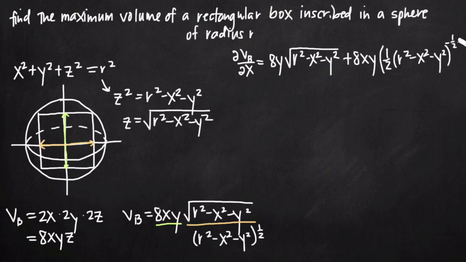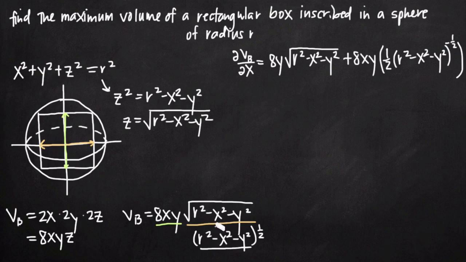But then we have to multiply by the derivative of our inside function. Essentially here we've used chain rule, and we've treated the outside function as just some value raised to the 1/2, and we used power rule to bring that 1/2 down in front. But we ignored the inside function, and now we need to multiply by the derivative of this inside, r squared minus x squared minus y squared.